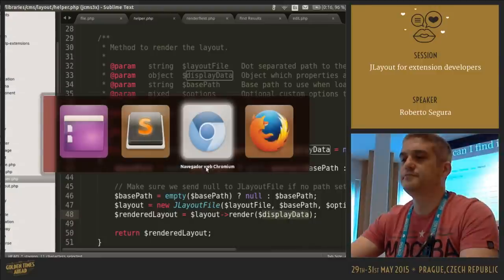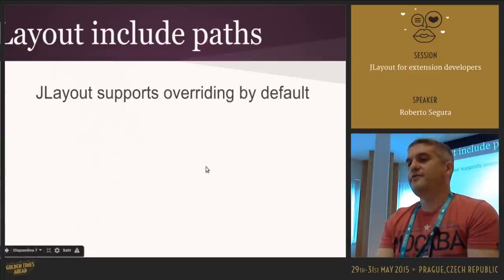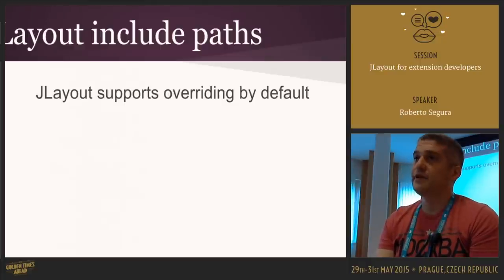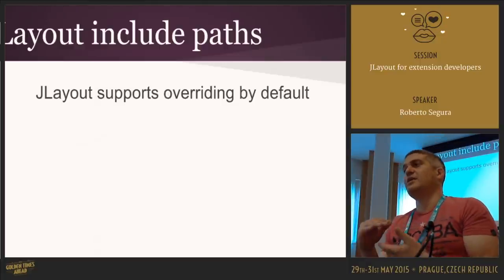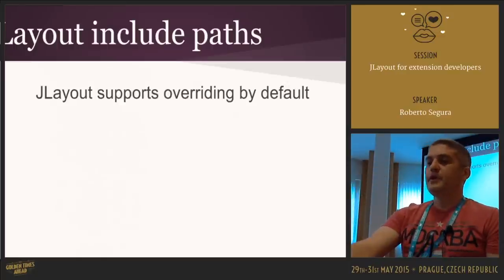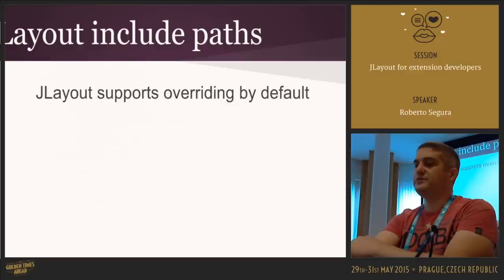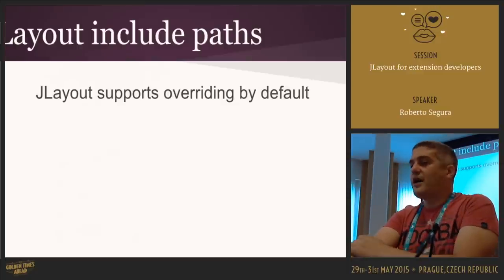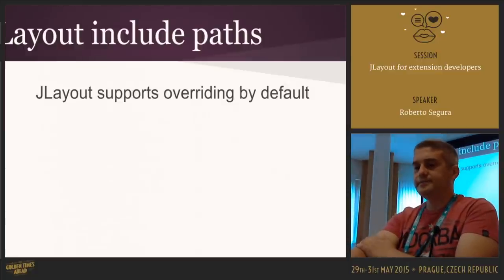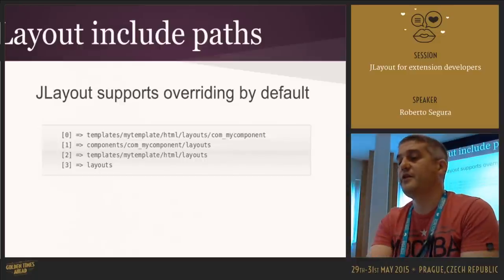So one of the big benefits of JLayout is that it already supports overriding, but it has more layers than standard overriding in Joomla. In Joomla, if you have a view, you can override that view in a template, for example, which is cool. If you have a module, you can create an override in the HTML folder of your template. But JLayout adds a new folder hierarchy.